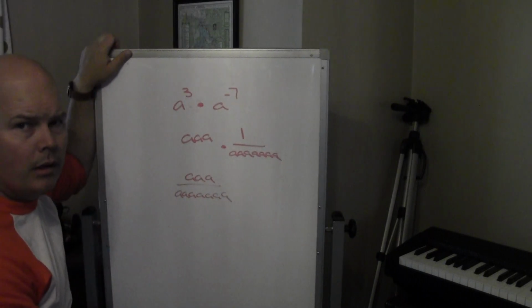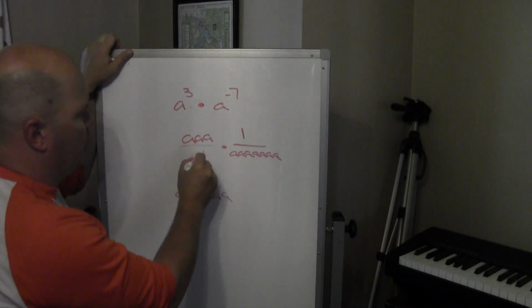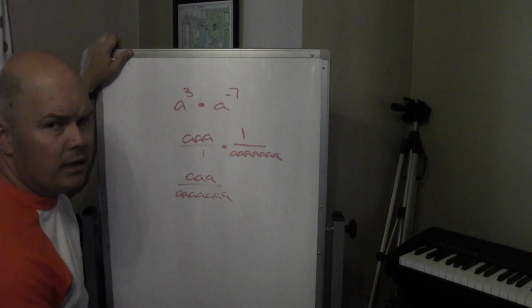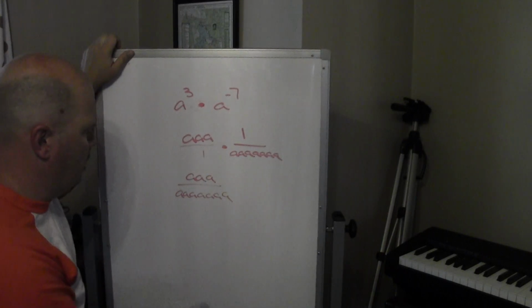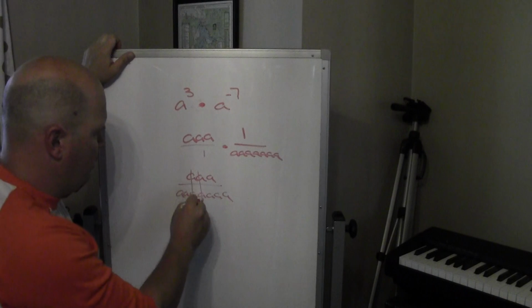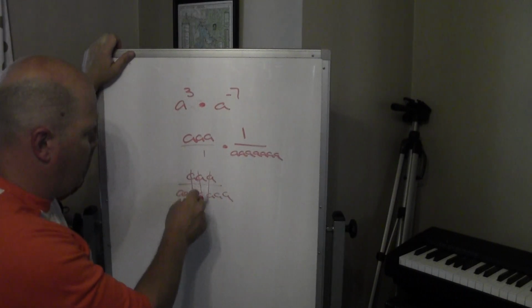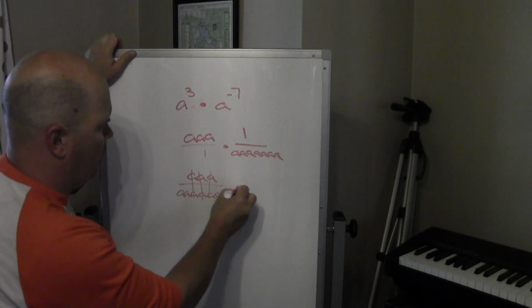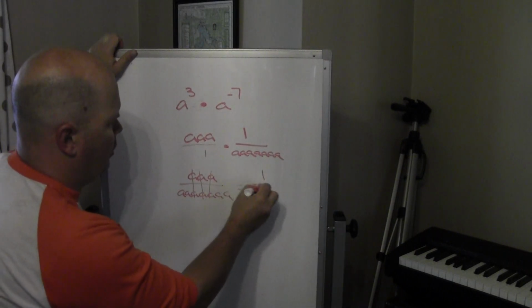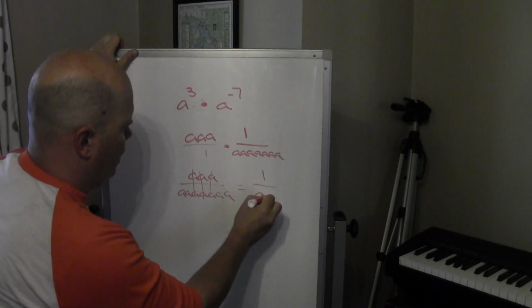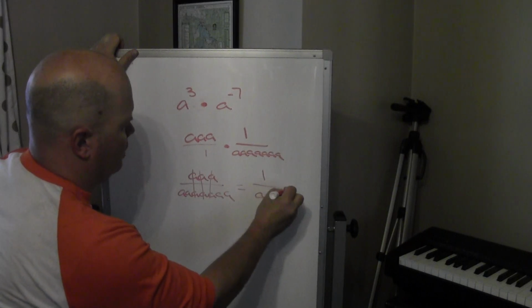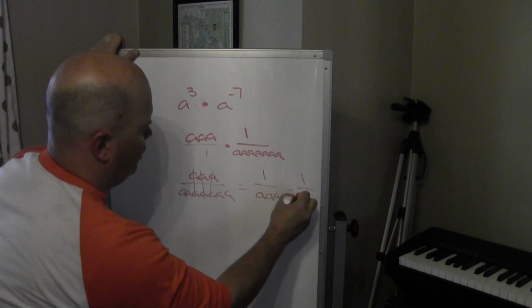Notice how it basically looks like a fraction when I'm done. Now I just simplify. Anytime I have something divided by itself, so anytime I have an a over an a, I can cancel those out, and I'm left with 1 over a times a times a times a, which is 1 over a to the 4th.